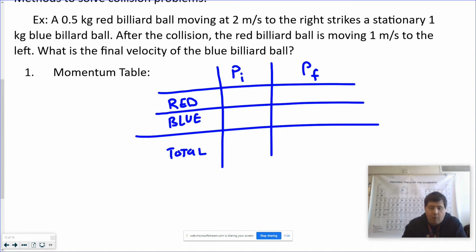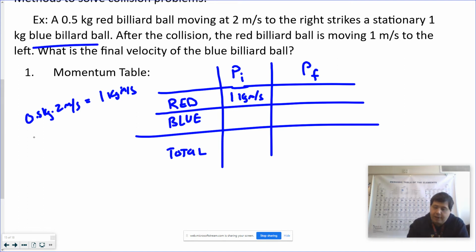So red beforehand, it says 0.5 kilograms moving 2 meters per second to the right. So what I'm going to put in there for the red one, 0.5 kilograms times 2 meters per second is 1 kilogram meter per second. So I know I can put in here that the red one is 1. And the blue billiard ball is stationary. So 1 kilogram times 0 is just 0. So the total momentum beforehand is 1 kilogram meter per second.